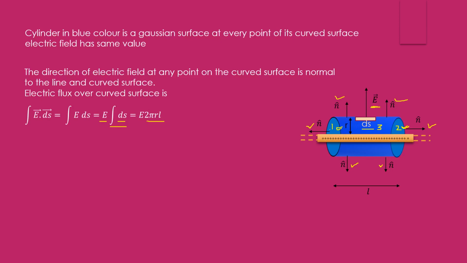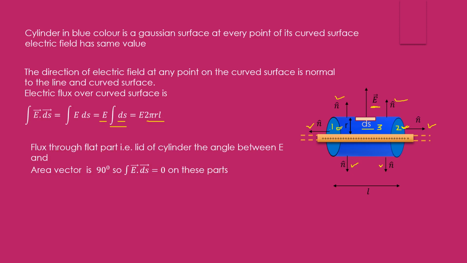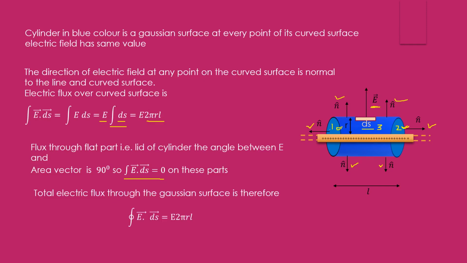Now the flux through the flat part, that is, the lid of the cylinder: the angle between E and the area vector is 90 degrees. So E dot ds is equal to 0, meaning flat surfaces 1 and 2 will not contribute to the electric flux. The total electric flux through the Gaussian surface, the closed integral of E dot ds, is therefore equal to E into 2 pi r L.